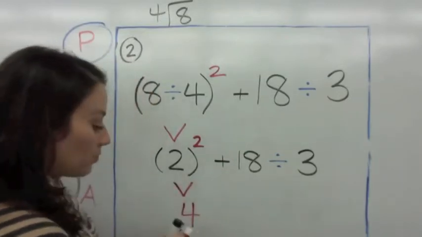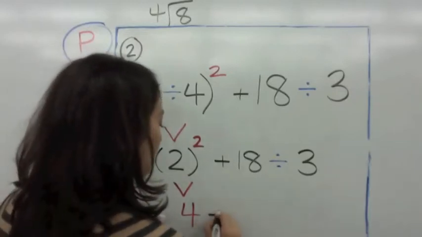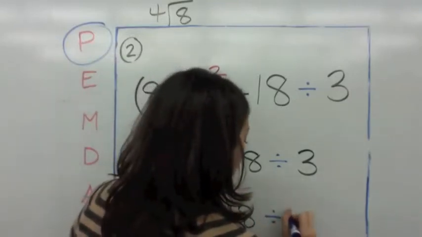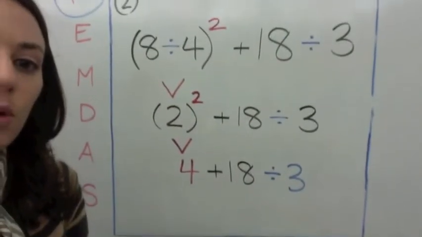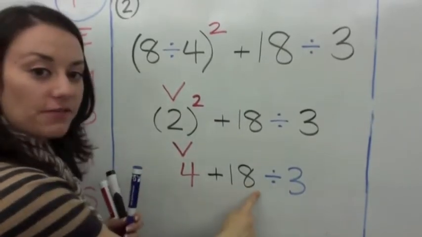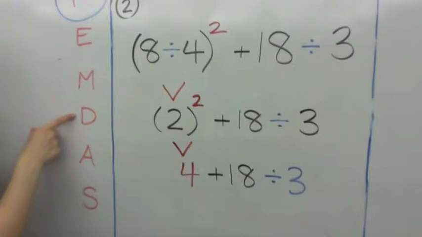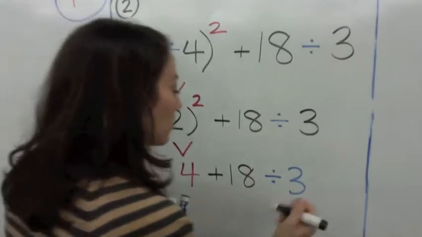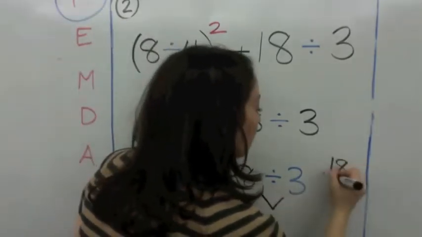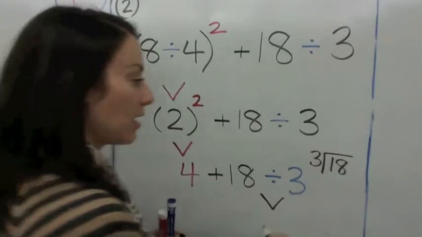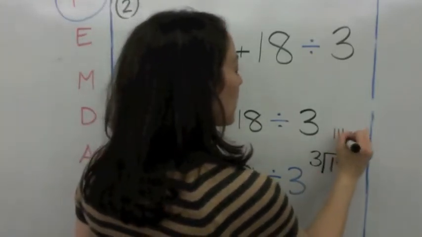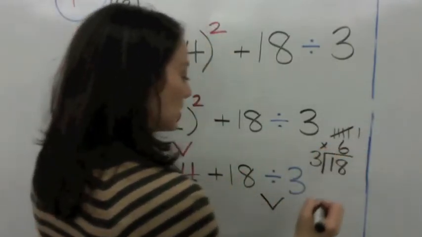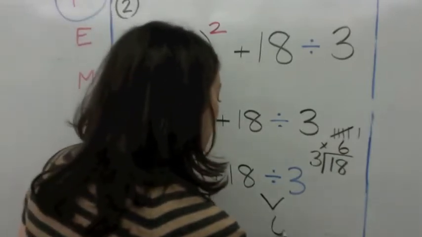Very good. And let's bring down the rest of the operations. You have a plus 18, and then divided by 3. So what are you going to do first? You have addition and division. What comes first? Addition or division? Division. So we do 18 divided by 3. We skip count by 3 to get to 18. We say 3, 6, 9, 12, 15, 18. How many tally marks did I make? I made 6. So 18 divided by 3 is 6.